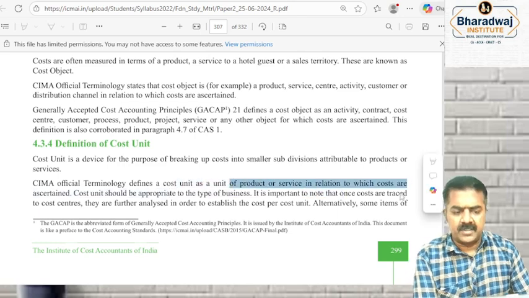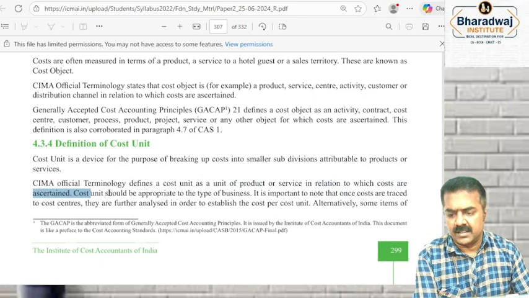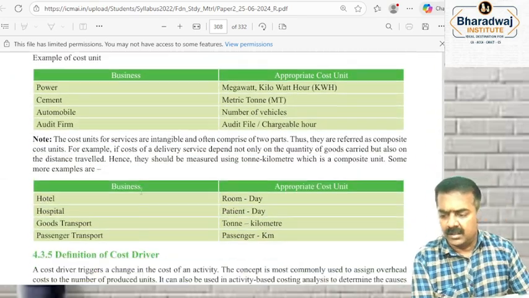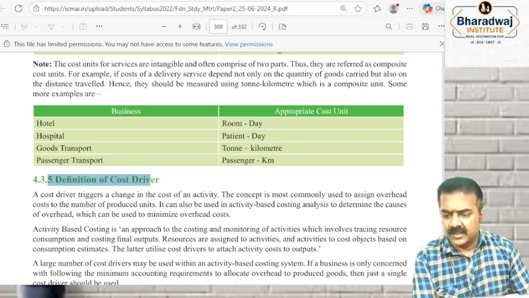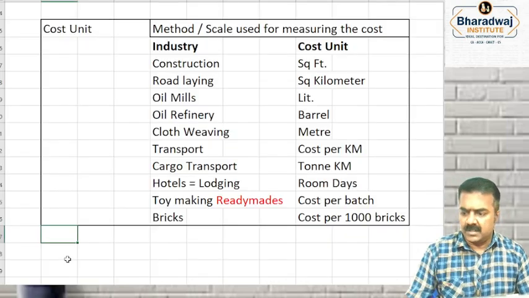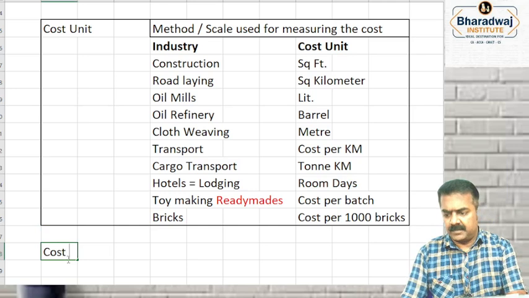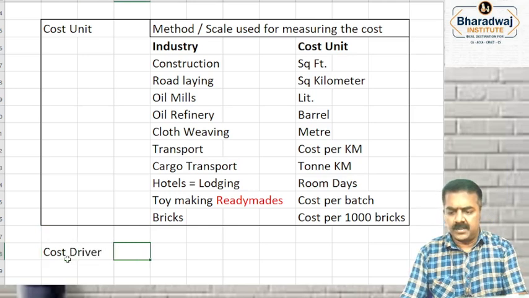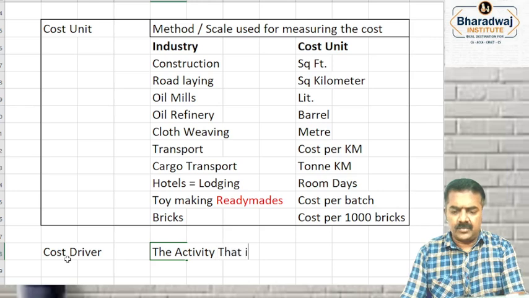Unit of product or service in relation to which the cost is ascertained. Depends on the nature of business. Next, what is the next one? Cost driver. Simple. The activity that influences cost.